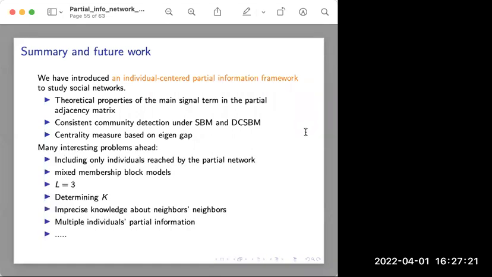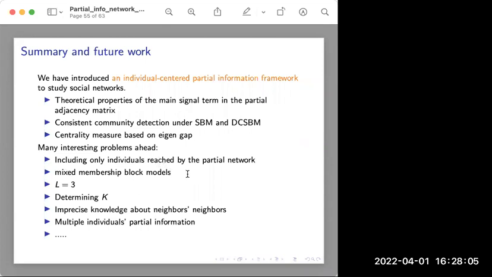Now, this framework by itself gives us a lot of possibilities for future work. The first thing is that instead of considering everyone's community membership in the whole network, maybe I only care about individuals within or reached by my partial network. In the paper, we have some empirical results showing our clustering algorithm can still be applied to this case, but the theoretical analysis is going to be harder because the number of individuals in this case will be random, adding another layer of complexity. So we're going to leave it for future work.